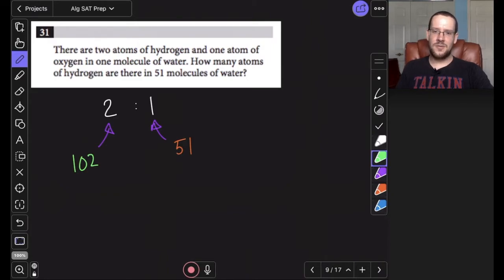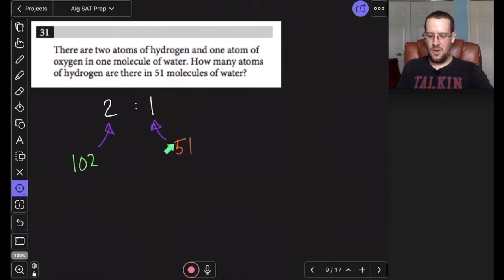There are 2 hydrogens for every one oxygen. So yeah, this is a simple ratio. If there's 51 molecules, that means there's 51 oxygens. So 1 to 1, because these two would be 1 to 1, and this one just is 2 to 1, so it's just double. Don't get yourself all worked up over easy problems like this.